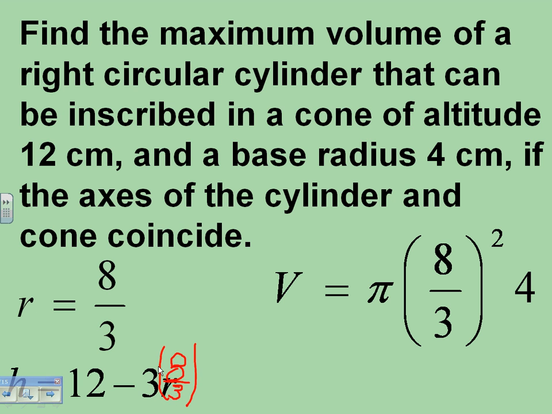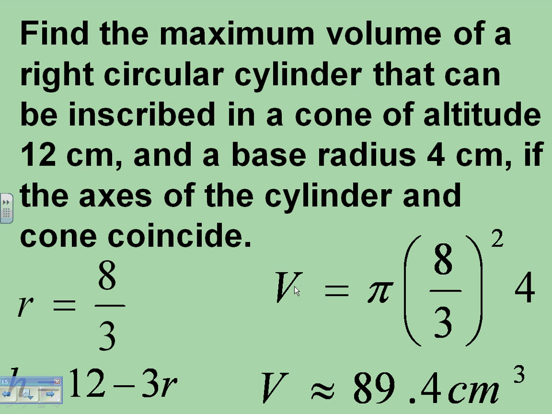And the 3's cross off. 12 minus 8 is 4. That's the height. This is the radius. 64 times 4, let's see, is 240 and another 16. 256 pi. I think everything's in centimeters. So that'll be our volume. 256 pi centimeters cubed, or 89.4 cubic centimeters. All right. Not too bad. Pretty easy day today. Just a couple questions.